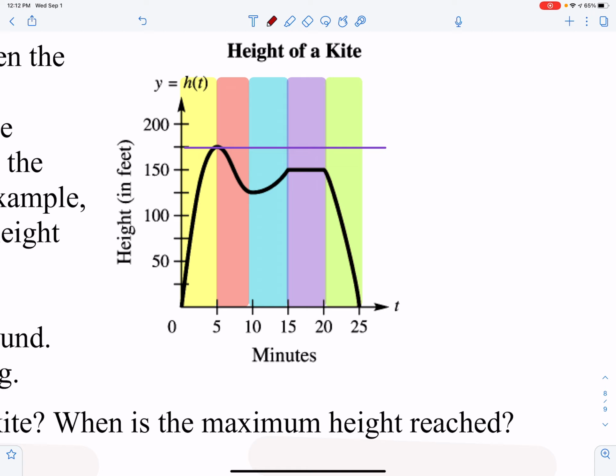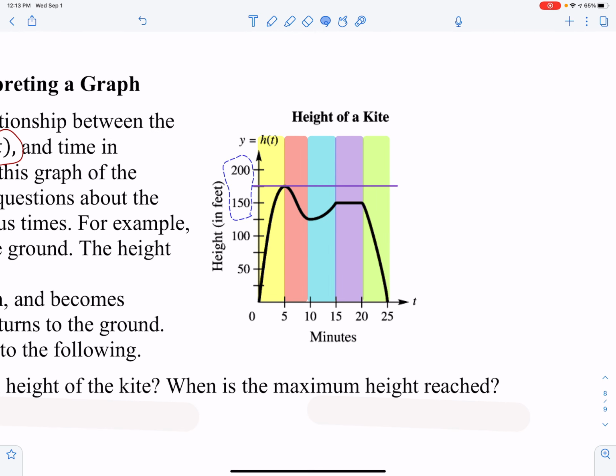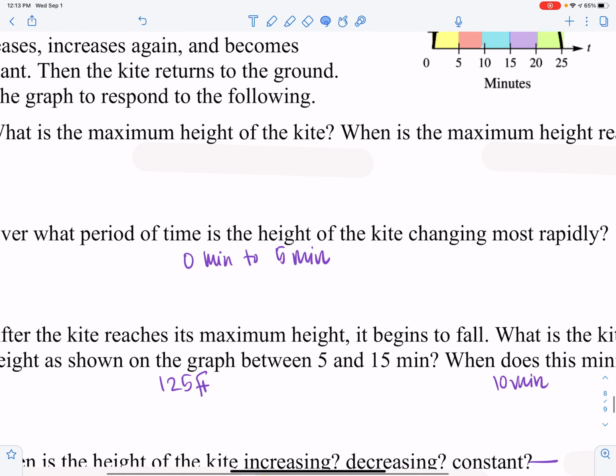All right, so when you look at your picture, notice that this line right here shows the height. The height of the kite down here starts at 0, and the height of the kite here, this is the tallest part of where the kite is. And so you can see that the height of the kite is smack dab in the middle of 150 and 200 feet. So that's going to be at 175 feet.